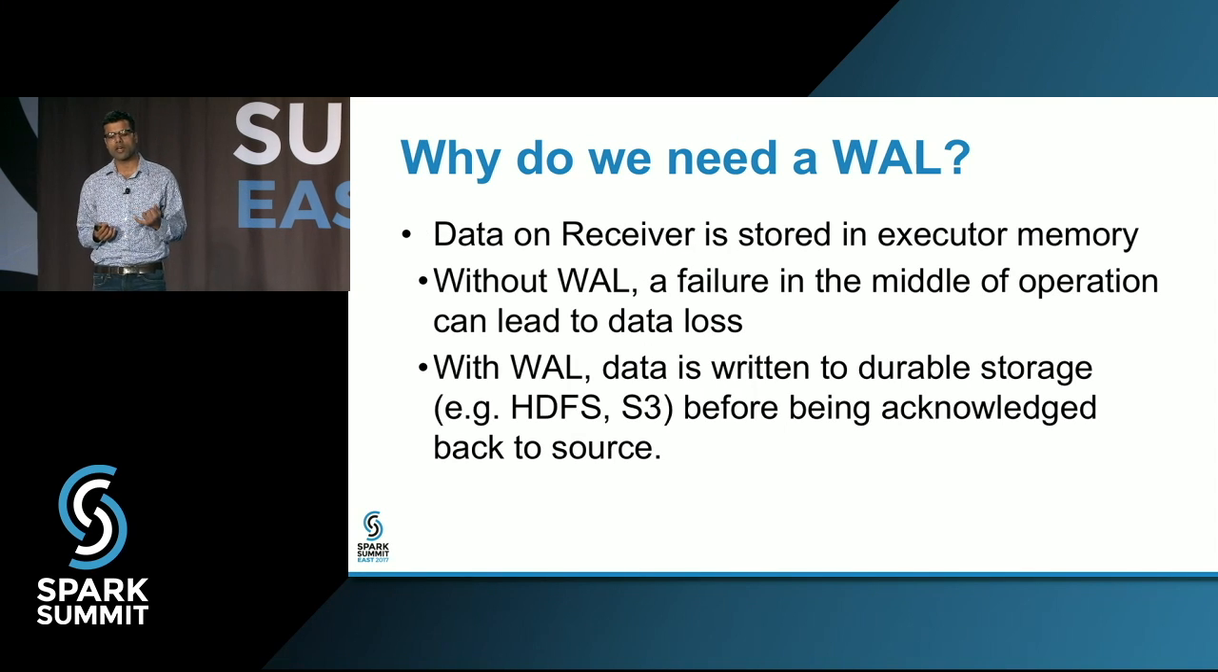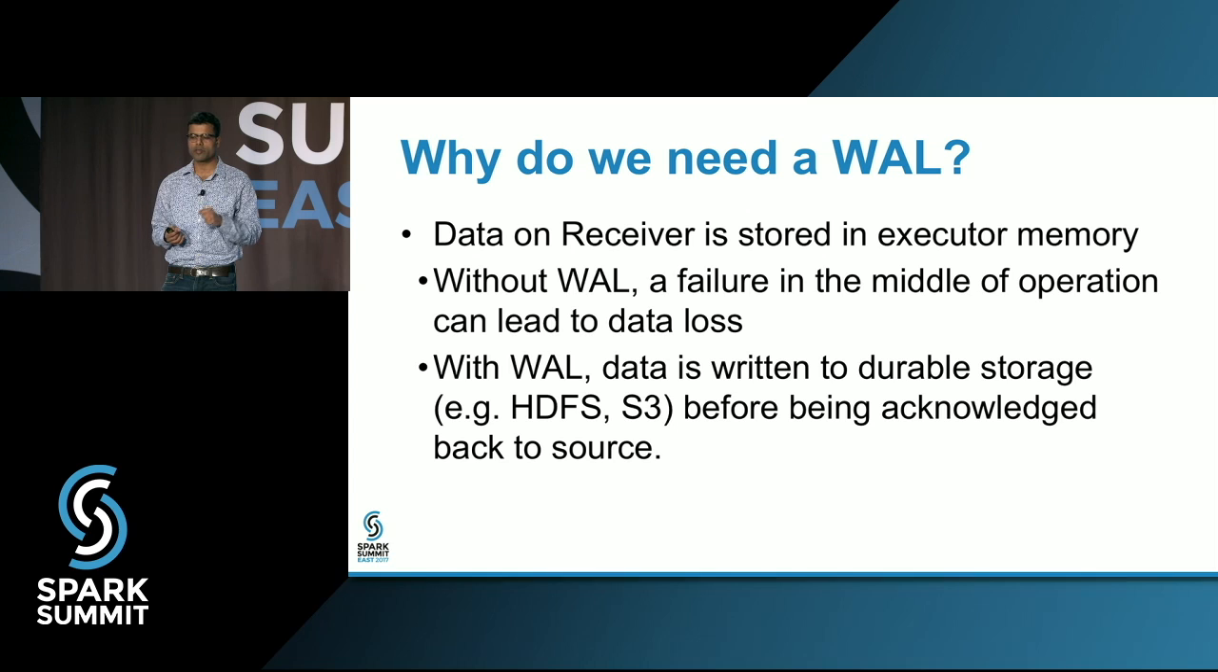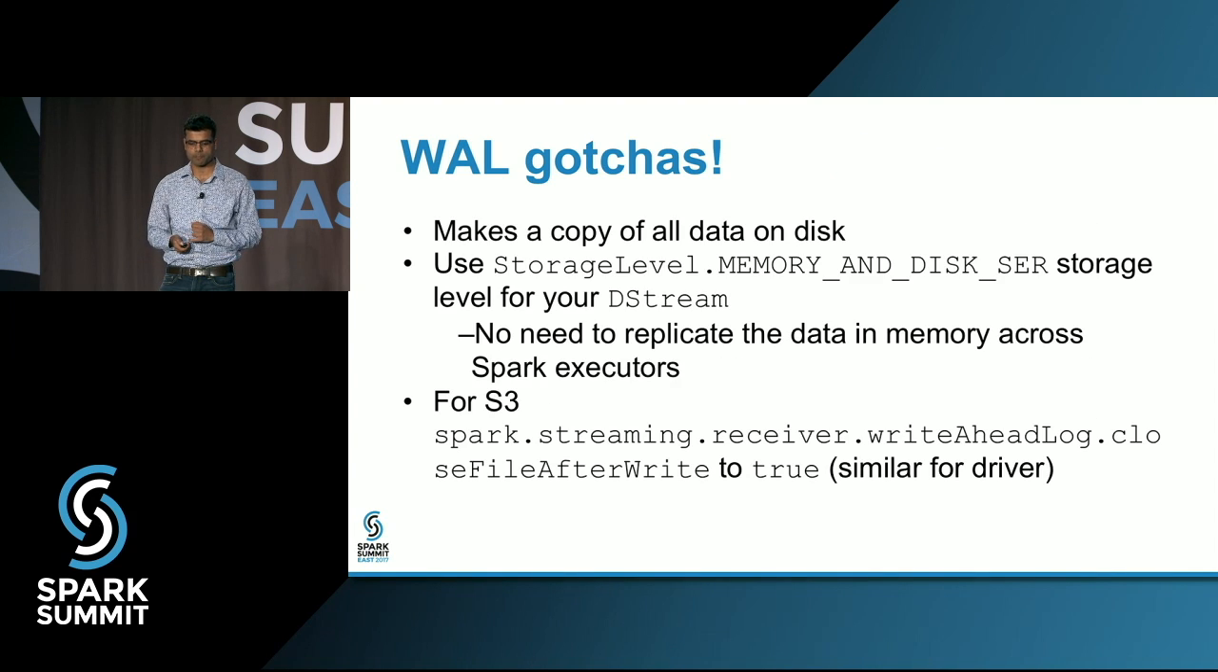The reason is without a write-ahead log, a failure in the middle of the operation can lead to data loss because there are some blocks that are still not replicated that you may lose handle to if there's a crash. And so with the WAL, the data is written to durable storage, usually HDFS or S3, and then it's acknowledged to the source. And so the source has no knowledge unless you have actually persisted to durable storage.